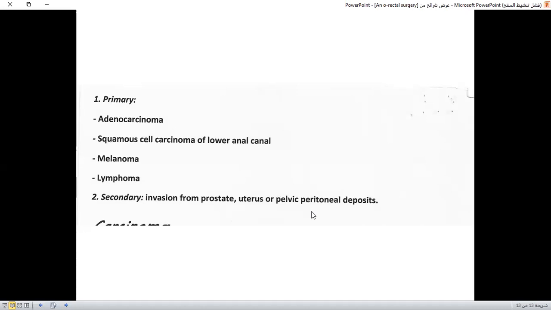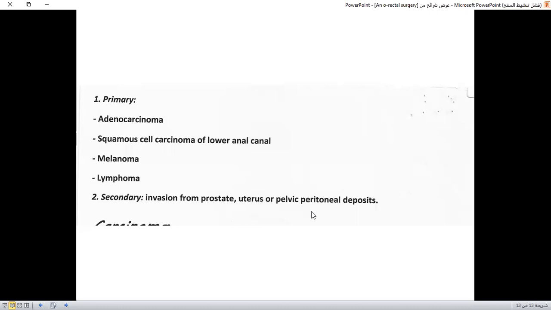So we have reached tumors of the rectum, particularly the primary tumor, adenocarcinoma of the rectum. God willing, the last lecture will be on Thursday, which is CA rectum, and we will discuss the causes and predisposing factors to CA rectum. An important thing is the pathology of CA rectum and tumors of the upper third, middle third, and lower third of the rectum.